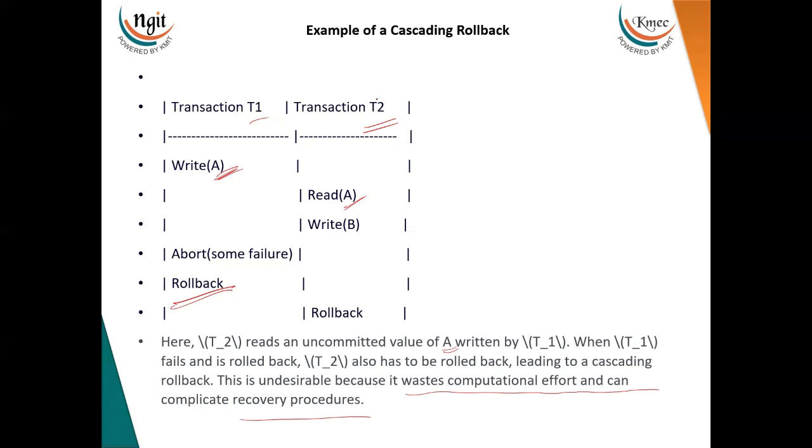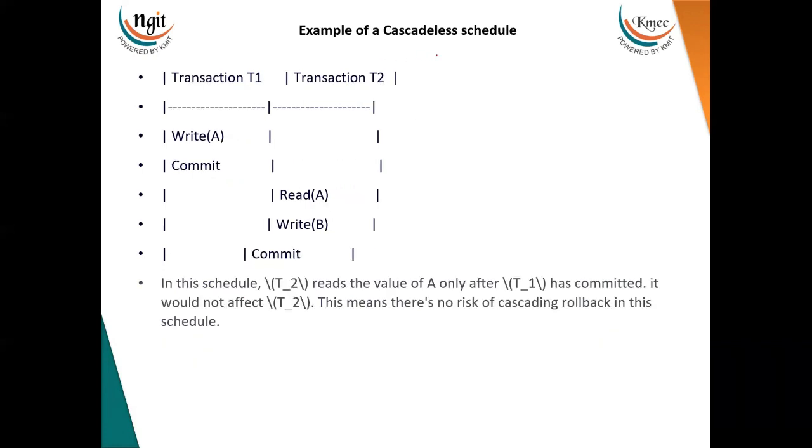Here in the example, we have only two transactions. Likewise, if we have thousands of transactions which are dependent on transaction one, and all of them are reading the value updated by the T1 transaction before commit, then all the 999 transactions have to be rolled back. So this is a very big problem which wastes computational effort, and it also creates complications in recovery procedures. Next, we'll see what a cascadeless schedule is.